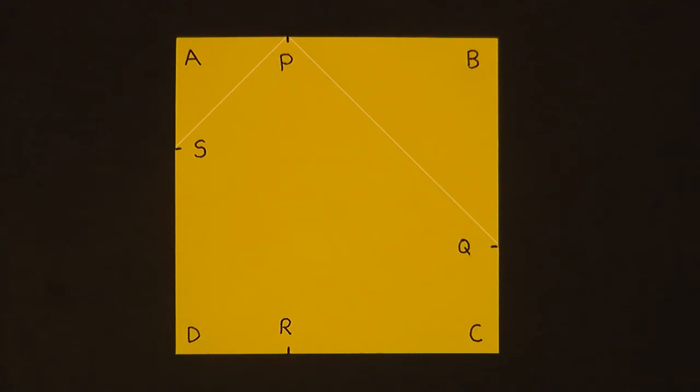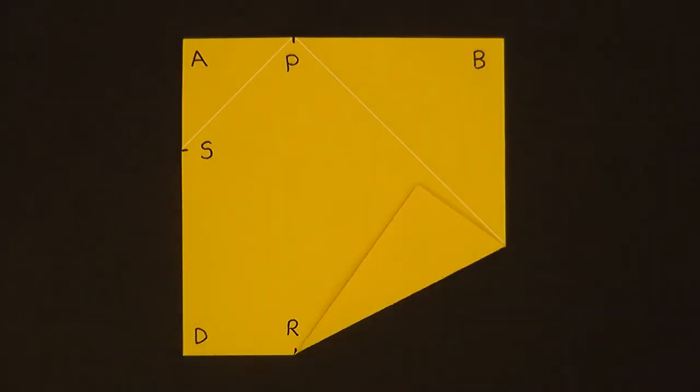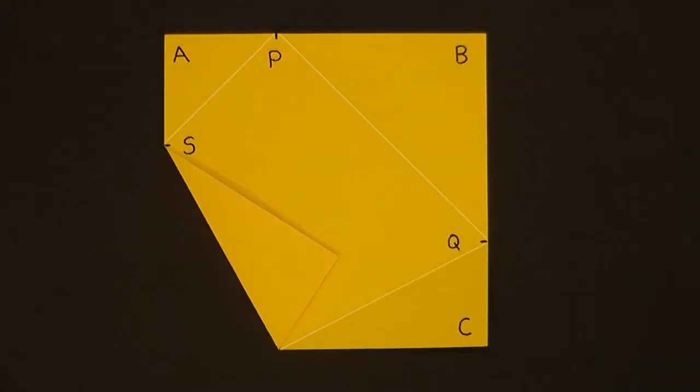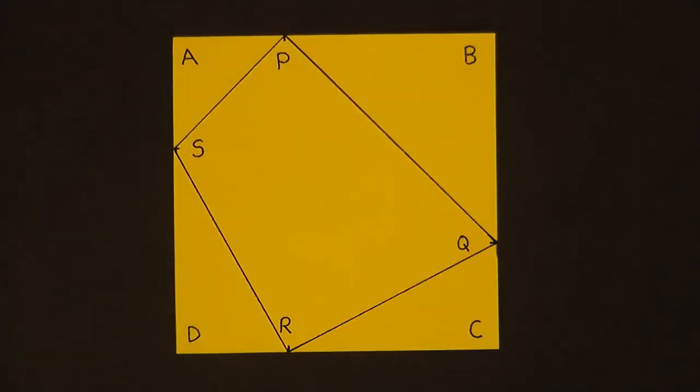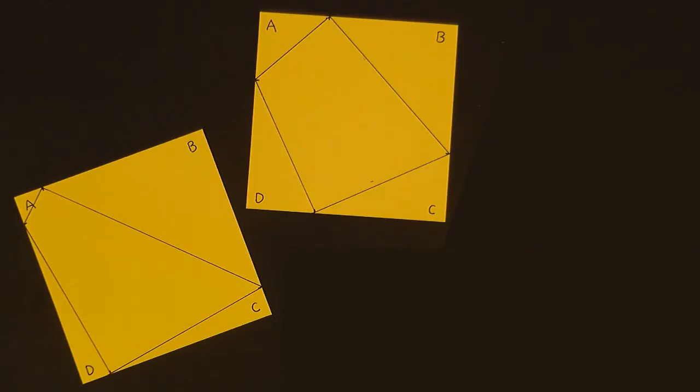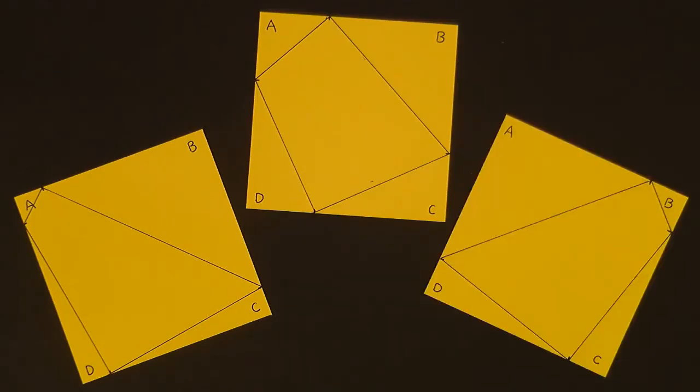Now make two straight folds, one from Q to R and one from R to S. You should now have created a quadrilateral PQRS. The form of your quadrilateral will depend on the position of the point that appealed to you most, point P. Here is a variety of different quadrilaterals made by other people. But of course they are also, in a sense, the same, as they were made by following the same set of rules.